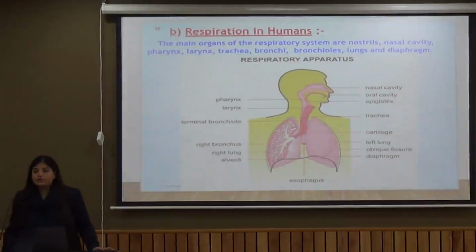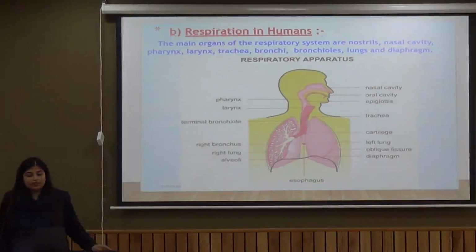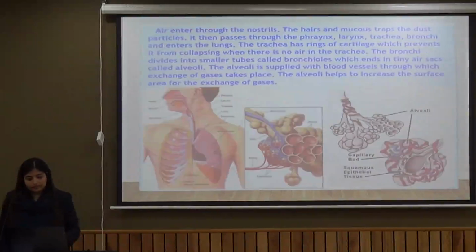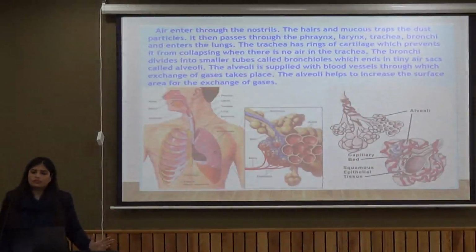Okay, now let's come to the respiratory system of human beings. What are the main organs of the respiratory system in human beings? We have the nostrils. Just have a look at the diagram. Then we have the nasal cavity. We have the pharynx, larynx, trachea, bronchi which branch into bronchioles, and obviously we have the lungs and the diaphragm. Okay, now the air enters through the nostril, where the hair and mucus trap the dust particles.